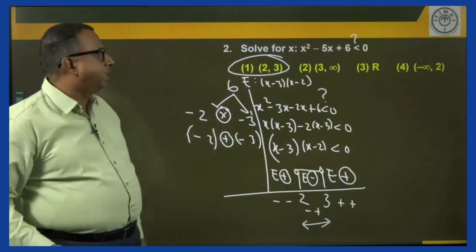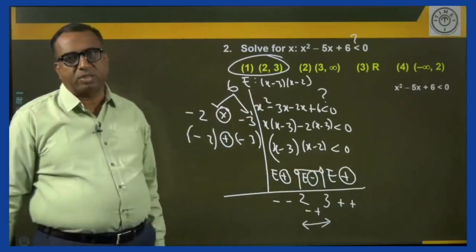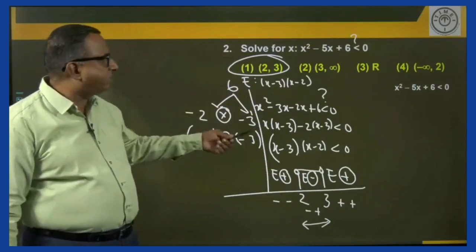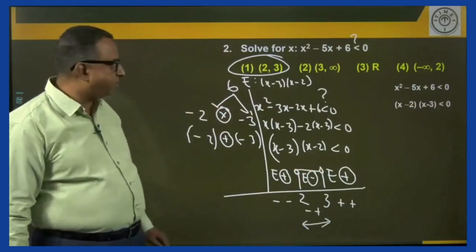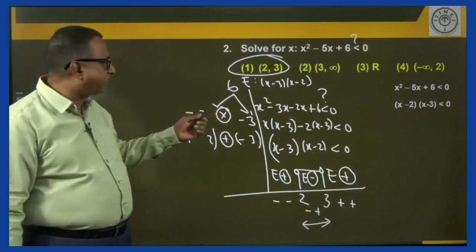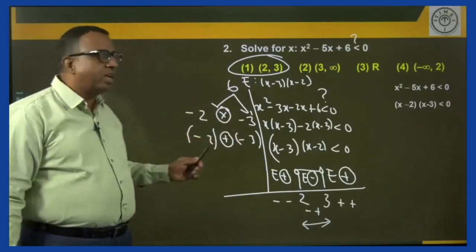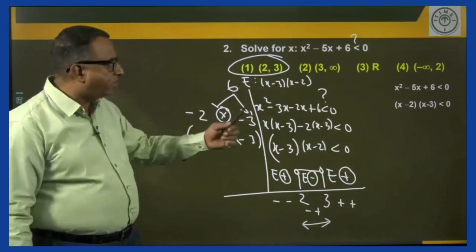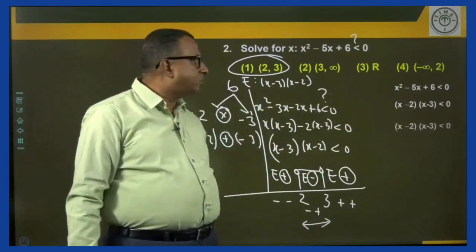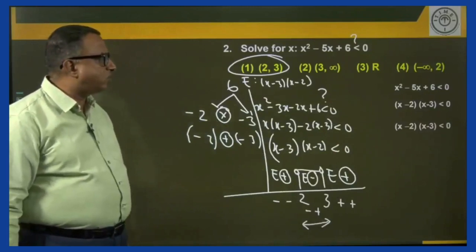Let's see it once more. Right. So, x square minus 5x plus 6 less than 0. You can factorize and write it as x minus 2 into x minus 3, because the 6 can be factored as -2 into -3. The algebraic sum of -2 and -3 is giving us -5. The -5x is what we have. So, that means x minus 3 into x minus 2 less than 0.